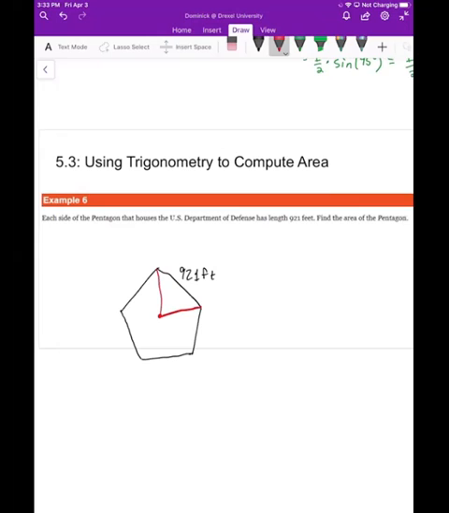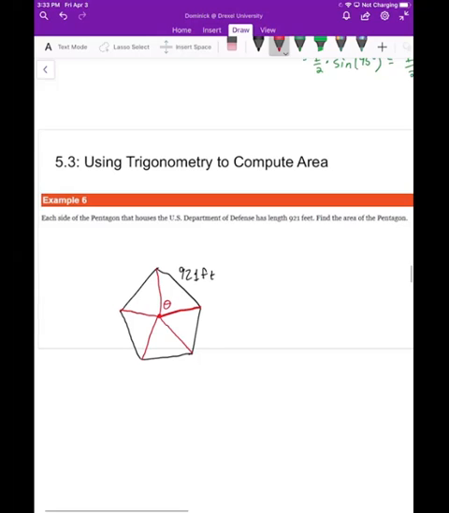All right, so we have something like this. Now, what we can do is a similar situation as before. I can break this up into 5 triangles, find one of the triangles, and then I'll be in good shape. So if we know that this long side is 921 feet, can we find this angle?